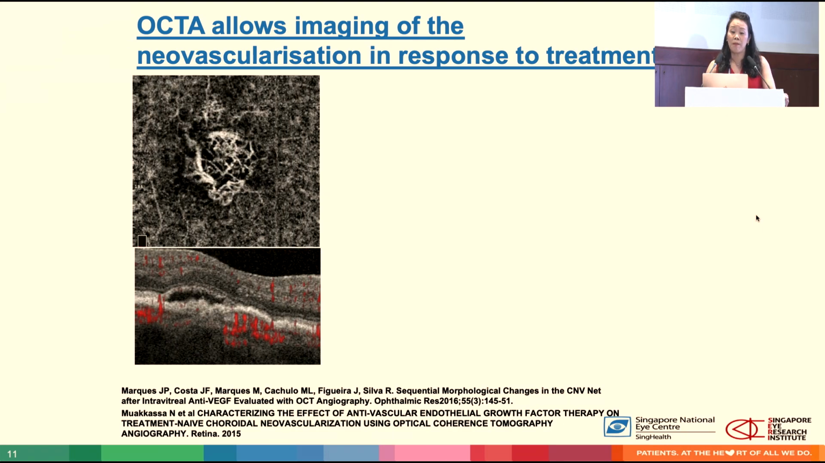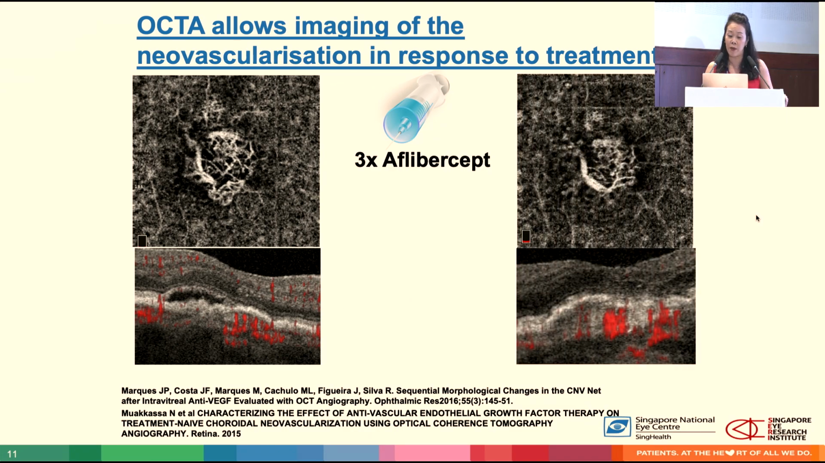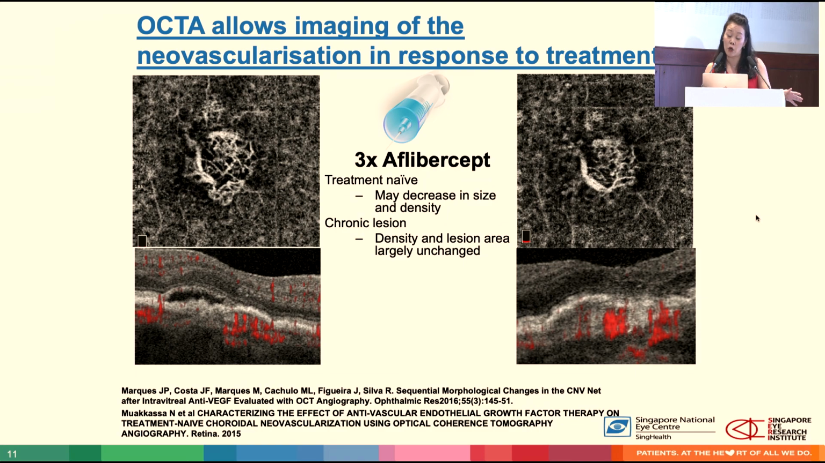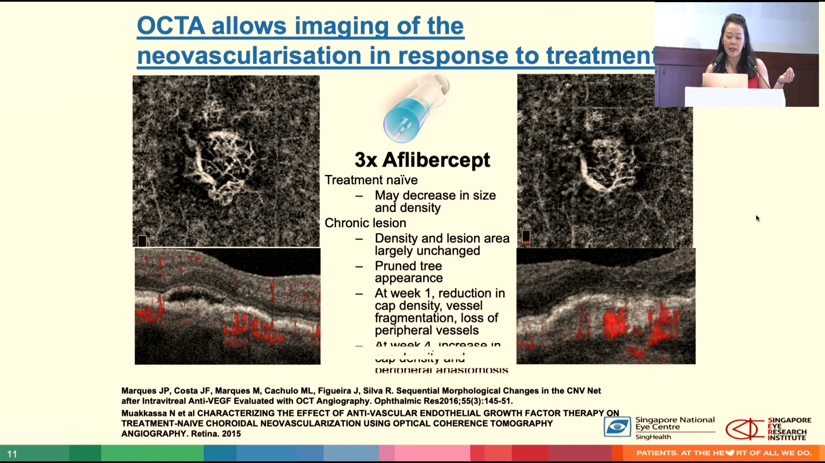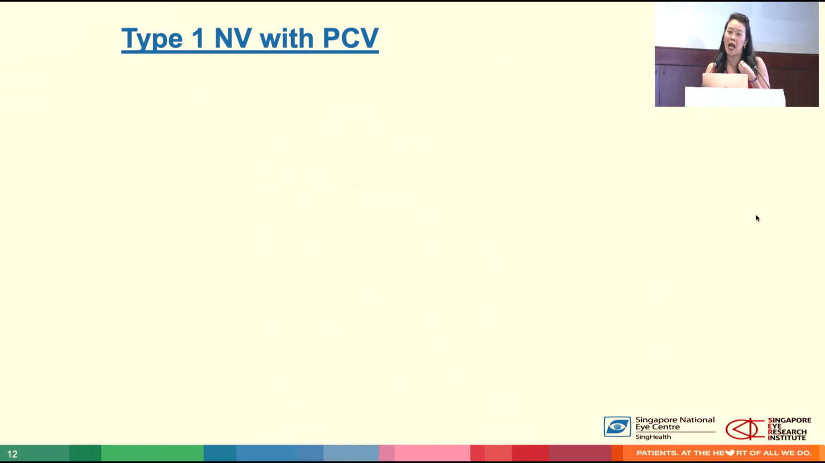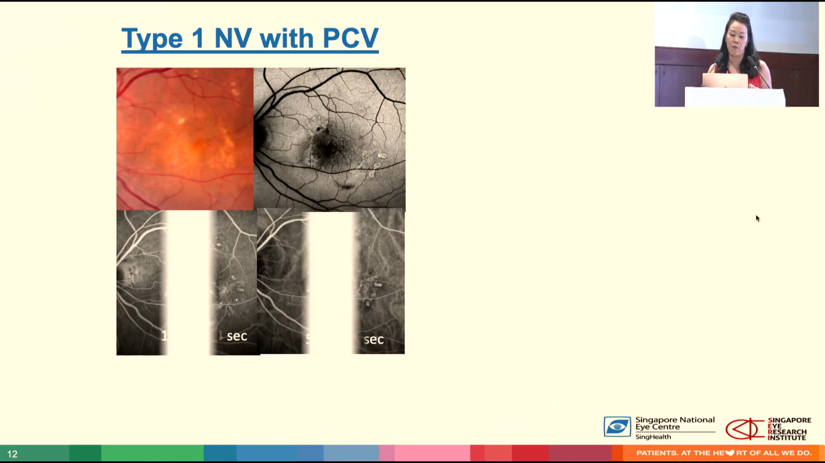And the important thing, as we mentioned before, is OCTA allows neovascularization to be monitored in response to treatment. You can see in this case, after 3 aflibercept injections, the size and the density of the lesion decreases. In lesions that are chronic, you can see there's a pruned tree appearance, and the small peripheral vessels and the anastomoses actually go away, leaving a more stable membrane. And this is important because a stable membrane, as mentioned before, actually leaks very little and helps prevent atrophy. We should be aiming for a stable membrane if you can't get rid of the membrane altogether.